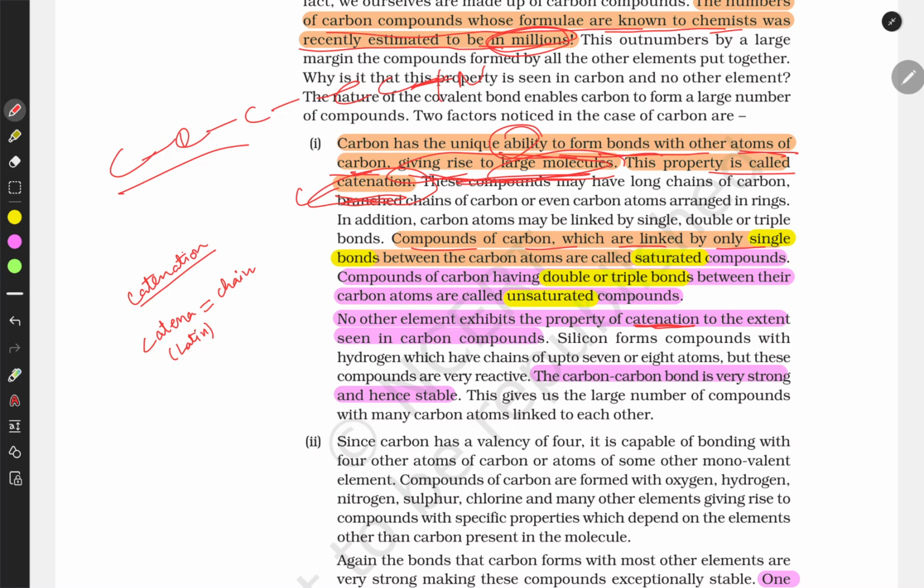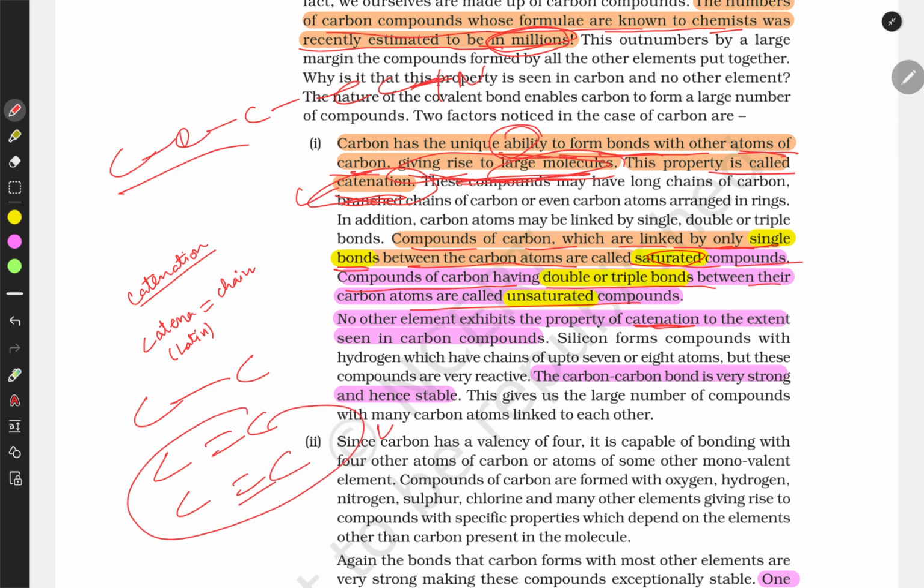Compounds of carbon which are linked by only single bonds between the carbon atoms are called saturated, and carbon compounds having double or triple bonds are called unsaturated. So saturated is where single bonds are there. In case of double and triple bonds, the compound is called unsaturated. No other element exhibits the property of catenation to the extent carbon does. So carbon has the highest catenation capacity, and the carbon-carbon bond is the strongest and hence stable.